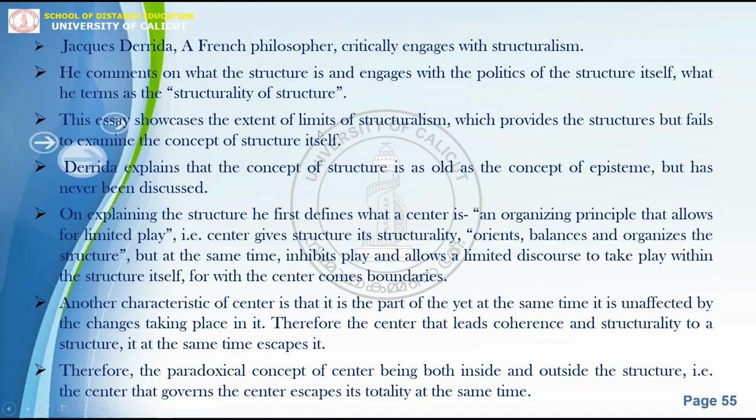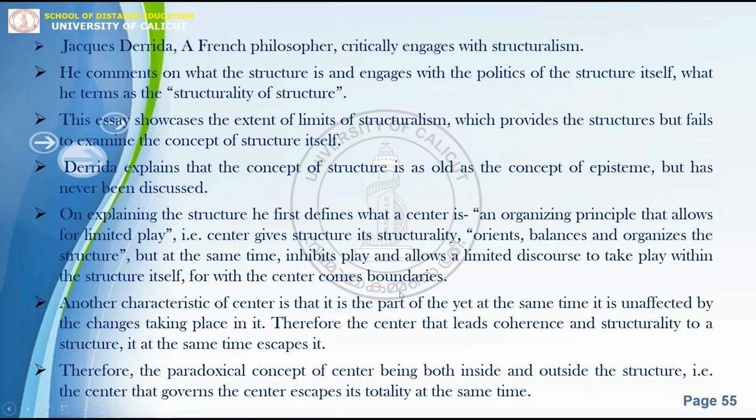Now this essay discusses the extent and limits of structuralism. It provides the structures but fails to examine the concept of structure itself. So he talks about structures but fails to examine the concept of structure itself. And Derrida explains that the concept of structure is as old as the concept of episteme but has never been discussed. Now, in explaining the structure, he first defines what a center is. According to him, a center is an organizing principle that allows for limited play. That is, the center gives structure its structurality. It orients, balances and organizes the structure, but at the same time inhibits play and allows a limited discourse to take place within the structure itself.